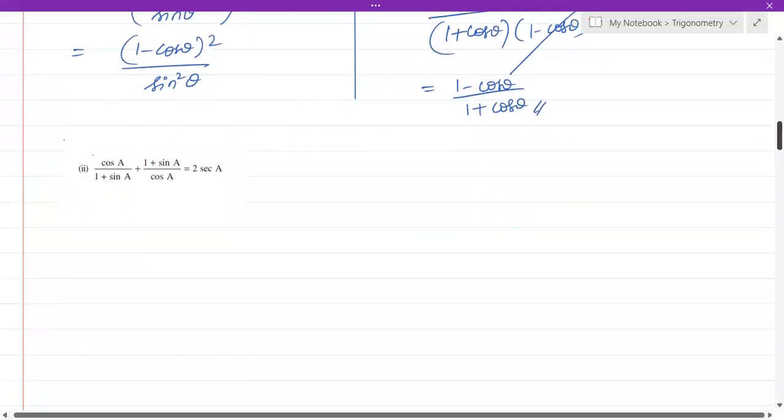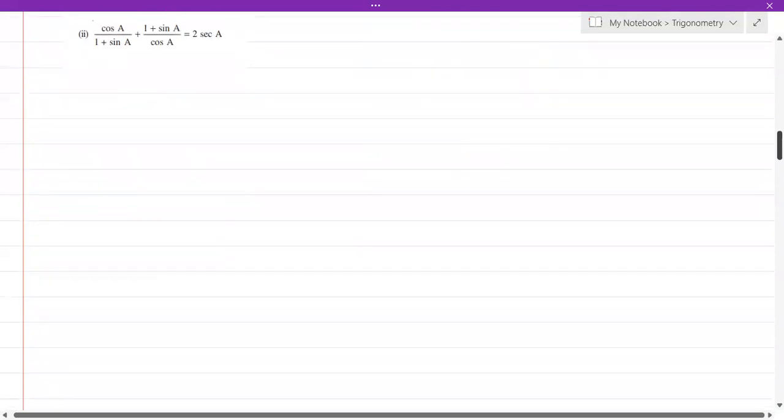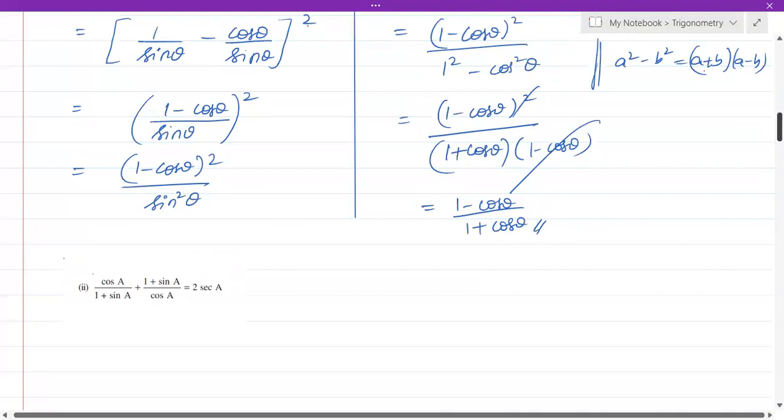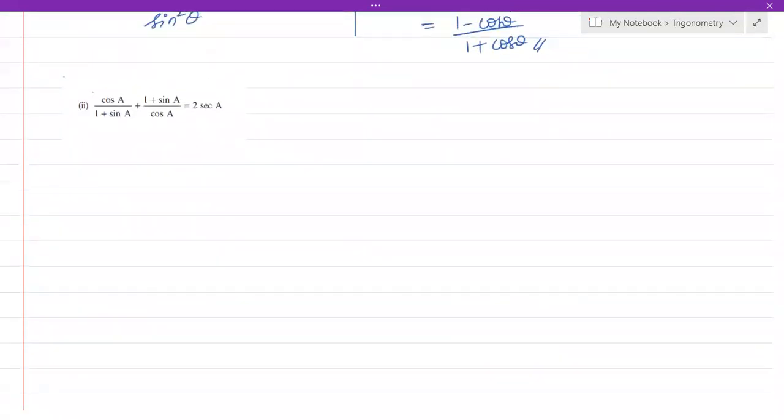Okay. Let's get into the next question. You can take this question as a task and try it out. Secant theta minus tan theta. You can do it the same way. Secant theta minus tan theta, the whole square, is equal to 1 minus sin theta by 1 plus sin theta. Exactly the same procedure.